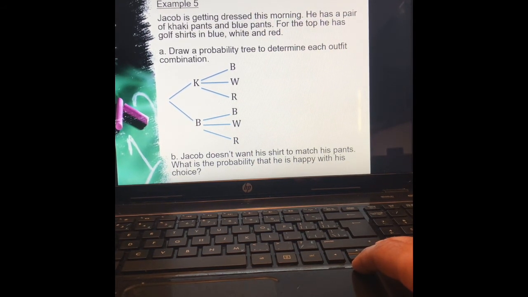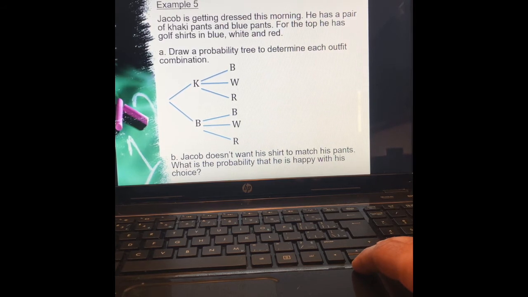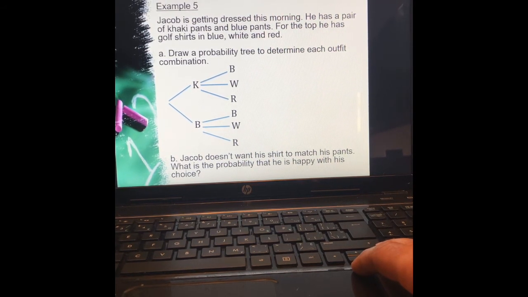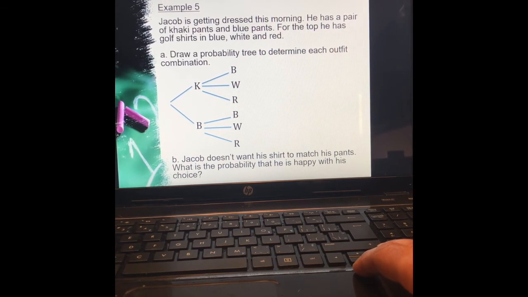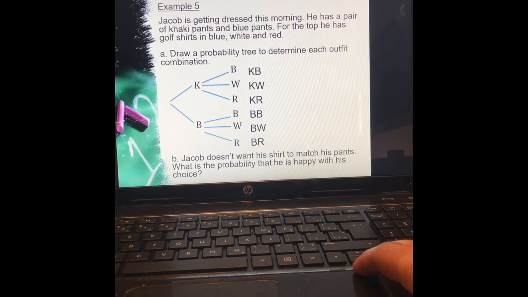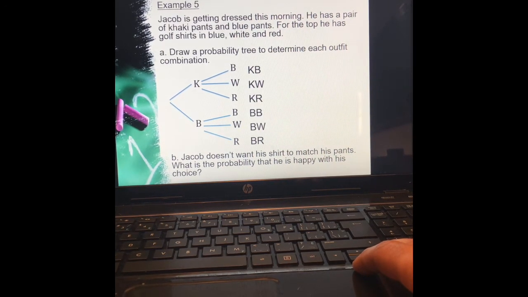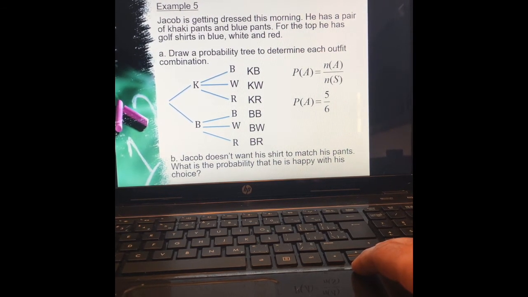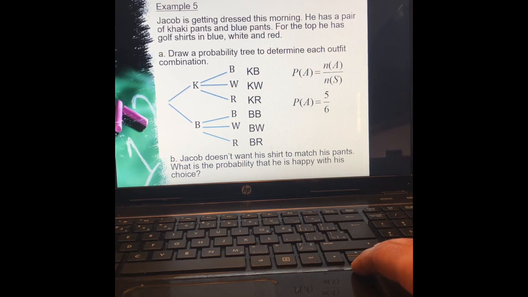Jacob doesn't want his shirt to match his pants. What is the probability that he's happy with his choice? There really is only one instance where he wouldn't be happy, and 5 out of 6 he would be happy. So the BB is the only time that he would not be happy. The other 5 are good, so 5 out of 6 he's happy.